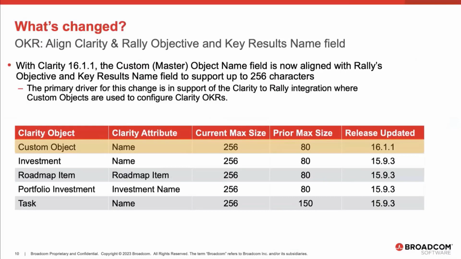But with Clarity 16.1.1, the custom object name field is now aligned with Rally's objective and key results name field to support up to 256 characters. Again, the primary driver for this Clarity change is to support the Clarity Rally integration, where Clarity objectives and key results are configured as custom objects.